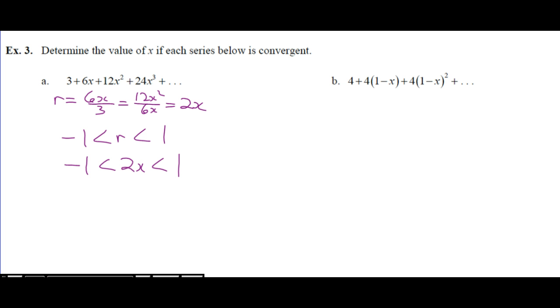Yeah, so to get x by itself, what are we going to do? Divide everything by 2. Divide this by 2, divide this by 2, divide this by 2, and what do we get? -1/2 is less than x, which is less than 1/2. So that's the value of x. Any value between -1/2 and 1/2 will give you a convergent series. And I suppose it probably shouldn't be 0, or it's just sort of trivial. And if you like that notation, then there's that notation.